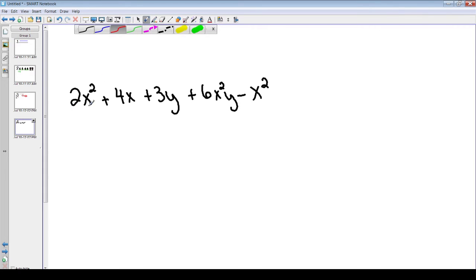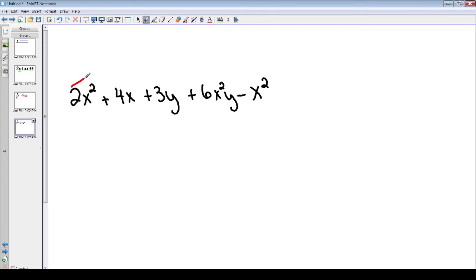I have a 2x squared here, so I'm looking for any other term that has x squared in it. It only can have an x squared. If I go to the first one, which is 4x, that's just a single x, that's not an x squared, so that's a no. Plus 3y, a y is obviously not an x or an x squared, so that's a no. I have a 6x squared y, this one's close. It has an x squared, but it has this added component of a y into it. That does not make these two terms the same. And then finally I have a subtract x squared here. X squared here, x squared here, so that means we can combine like terms.